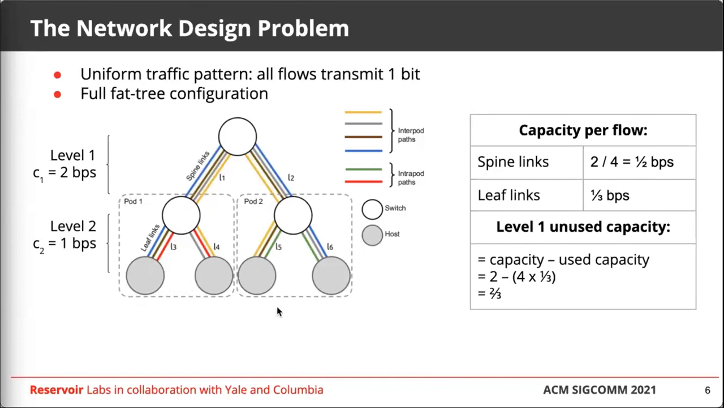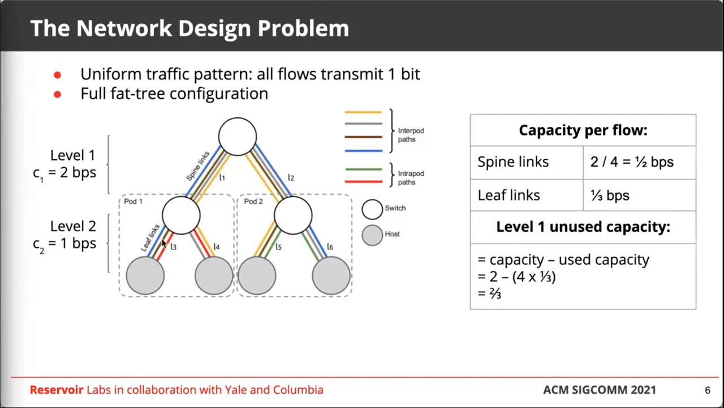So let's look at how much bandwidth each link can allocate to the flows that use it. The spine links have capacity 2, and they each are used by 4 flows, so they can allocate 1/2 to each flow. The leaf links have capacity 1, and they're each used by 3 flows, so they can allocate 1/3 to each flow, which is less.